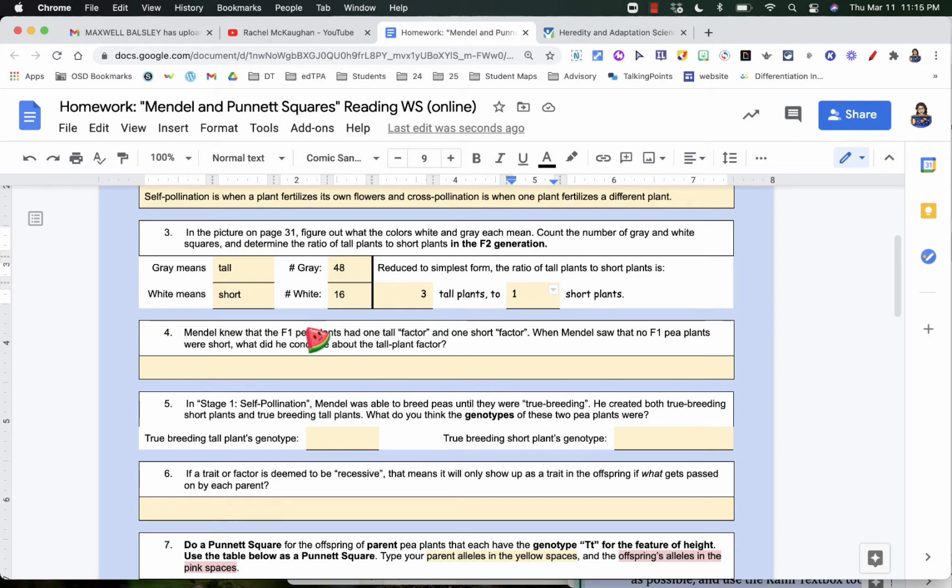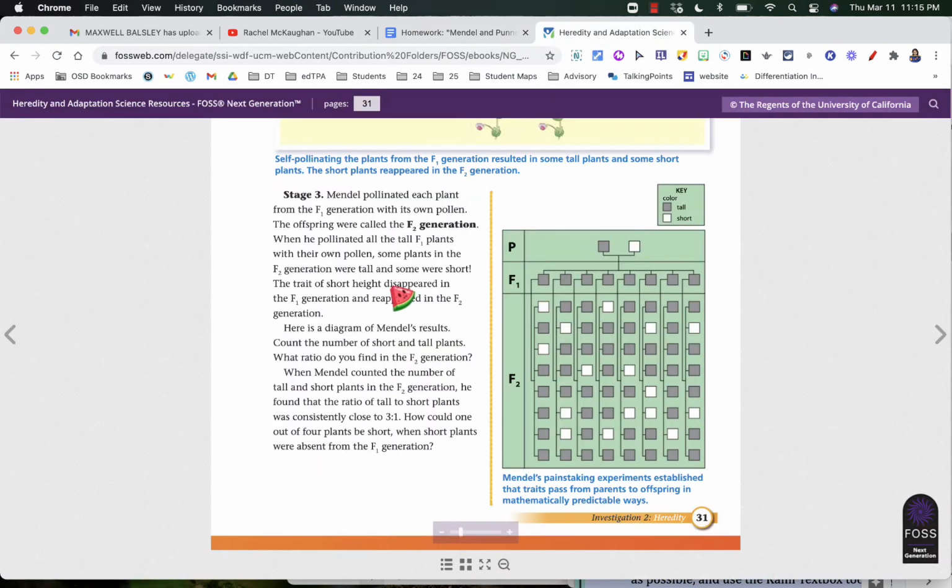Mendel knew that the F1 pea plants had one tall factor and one short factor. When Mendel saw that no F1 pea plants were short, what did he conclude about the tall plant factor?